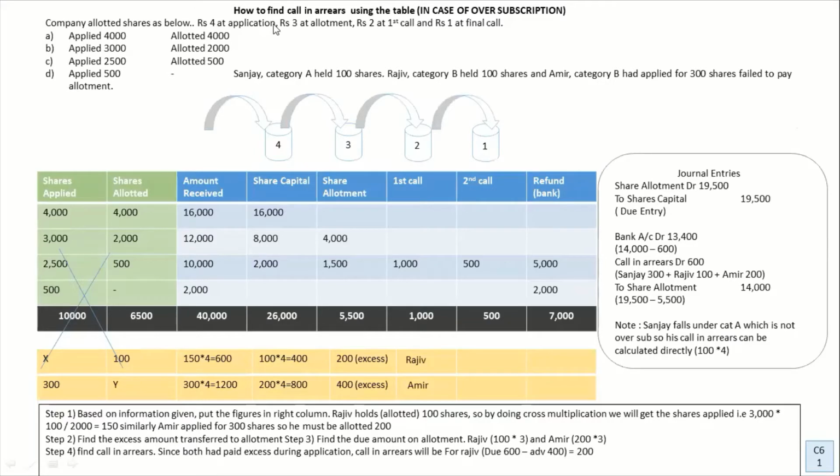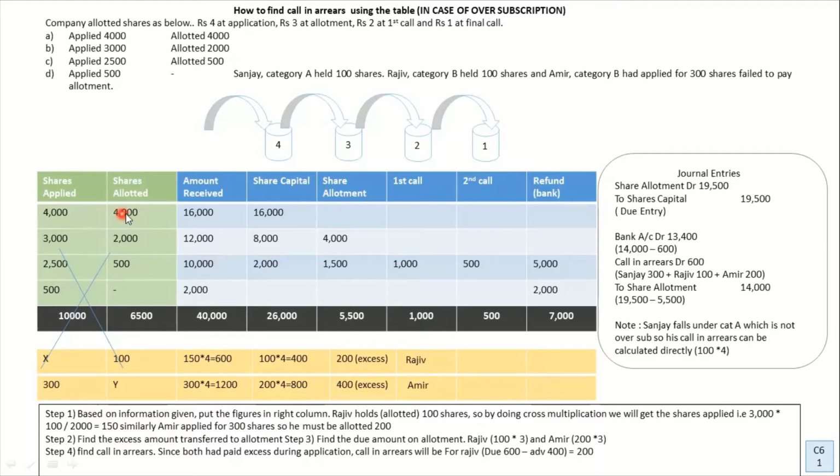Now let's read this particular statement where they have written about Sanjay and others being the defaulters. Sanjay, Rajiv, Amir being the defaulters at the call in arrears. Now Sanjay falls under the category A. That means he is someone who belongs to this category. Please understand, in one category there will be many shareholders. So don't be under the impression that one person applied for 4,000 and he was allotted 4,000. There can be 40 people who have applied. Okay, we don't write the name, we just write categories.